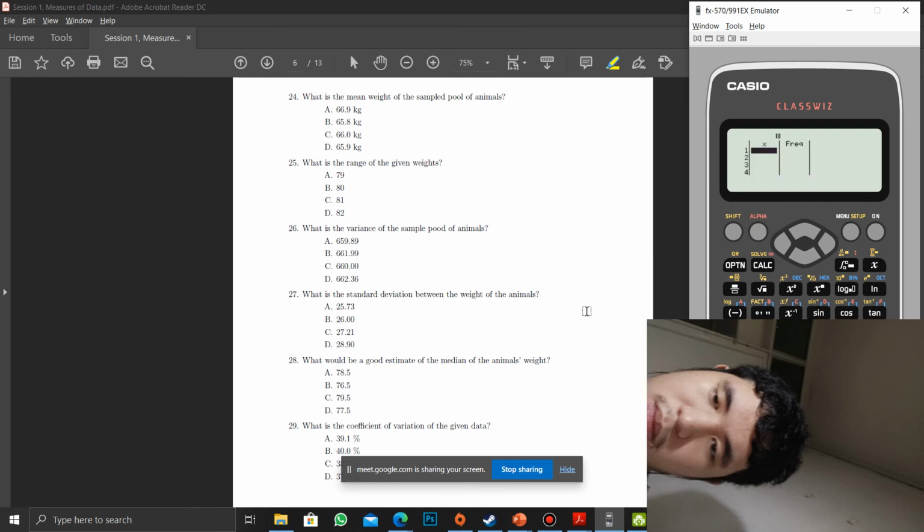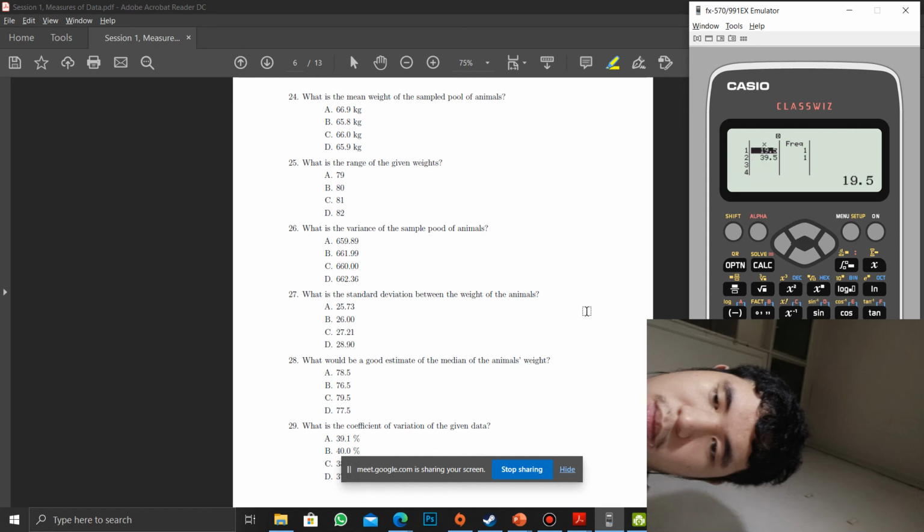Okay. Sige, balik tayo sa table kanina, no? 'Di ba sabi natin, kapag ganito yung binigay, pwede pa rin siya dito. Ang ilalagay lang natin ay yung mga class mark or yung class midpoint. So, sa first class natin, 10 plus 29 divided by 2, 19.5. Next is 30 plus 49 divided by 2, 39.5.